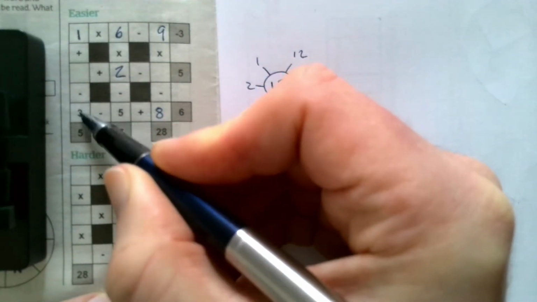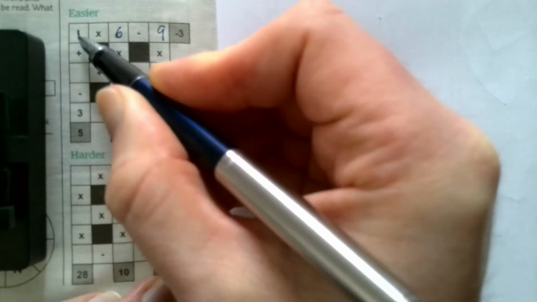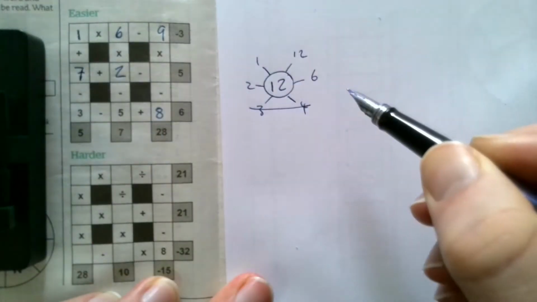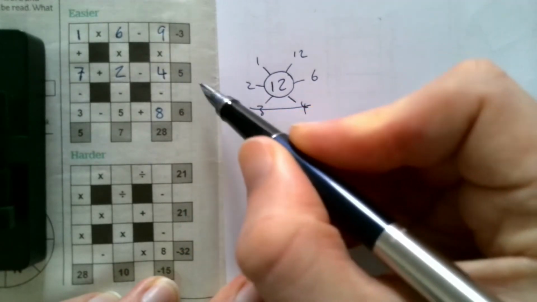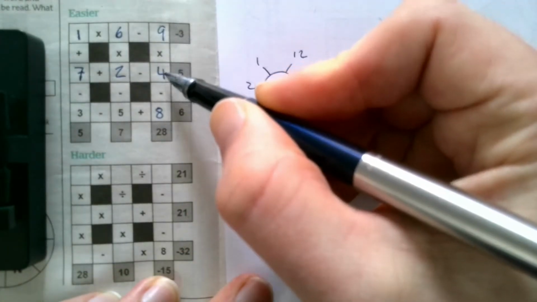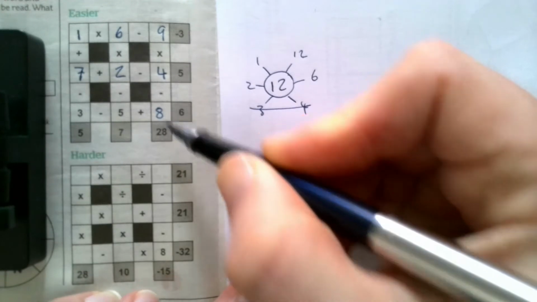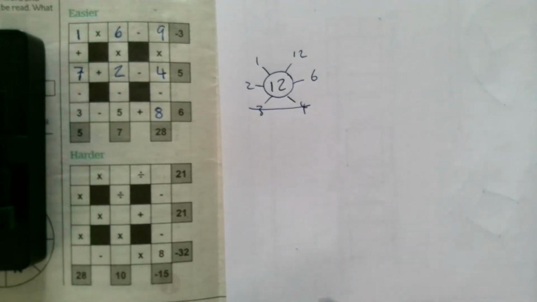If I take 3 from something and get 5, it must make 8. So 1 plus 7 is 8. 7 plus 2 is 9. Take 4 is 5. And check. 9 4s are 36. Take 8 is 28. So that's the easier one done.